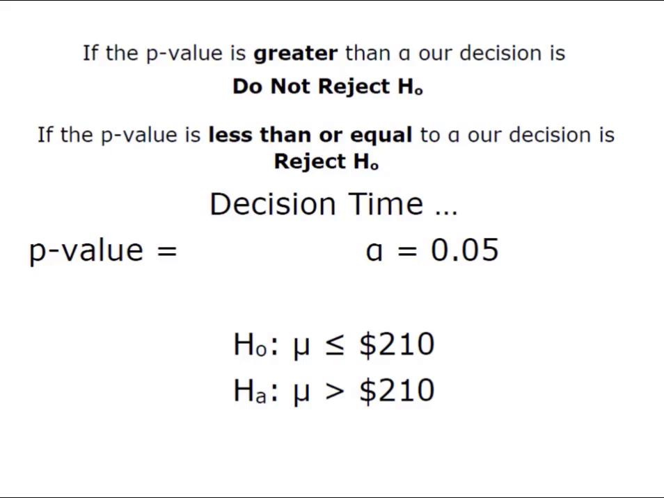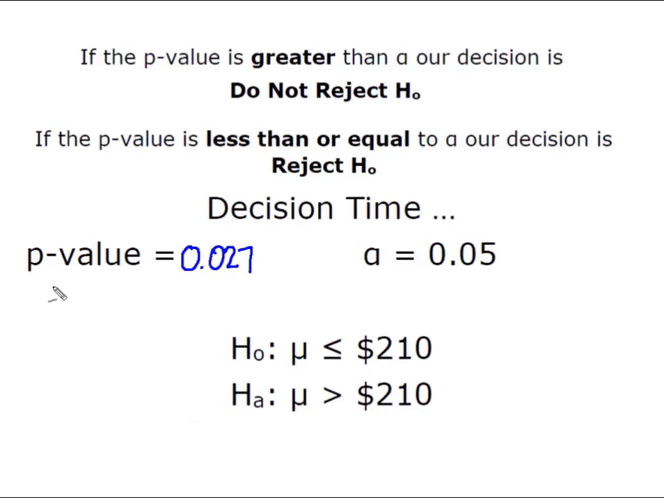So Minitab told me that my p-value was 0.027. I'm going to compare that to my alpha of 0.05. And I know that p is lower than alpha, so our decision will be to reject H0 and say that there is sufficient evidence to support the claim that the average electric bills are actually higher.